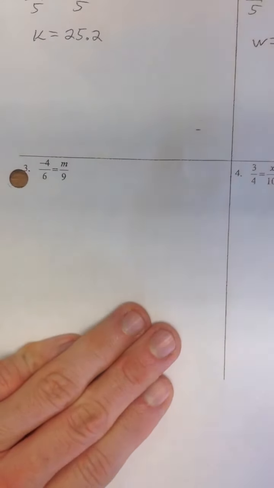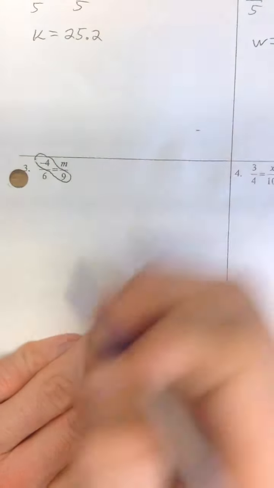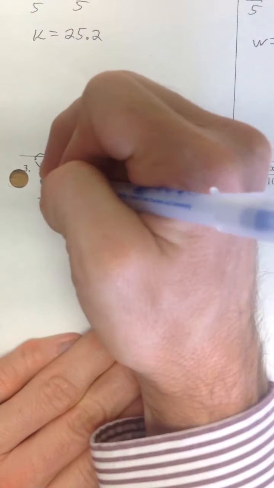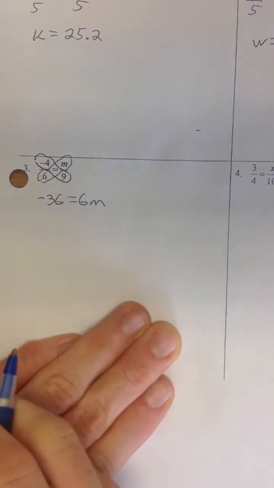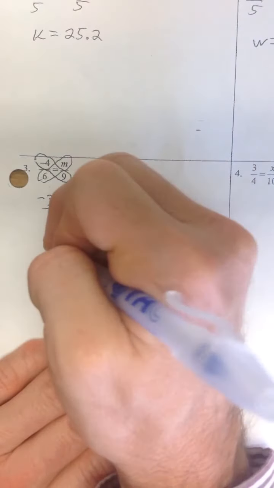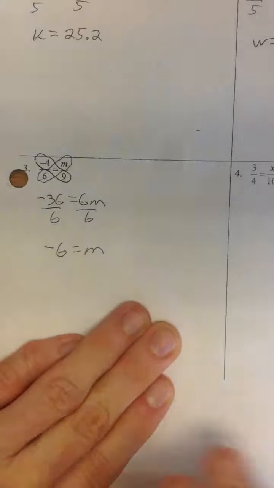All right, main thing here is just watch your negatives. Very easy to forget them, very easy to lose points. So just when you're doing this, we've got a negative times a positive, so negative times a positive is going to give us negative 36. 6 times m is just going to give us a regular 6m. Negative 36 equals 6m. Divide by 6, divide by 6. Negative 6 equals m. Okay.